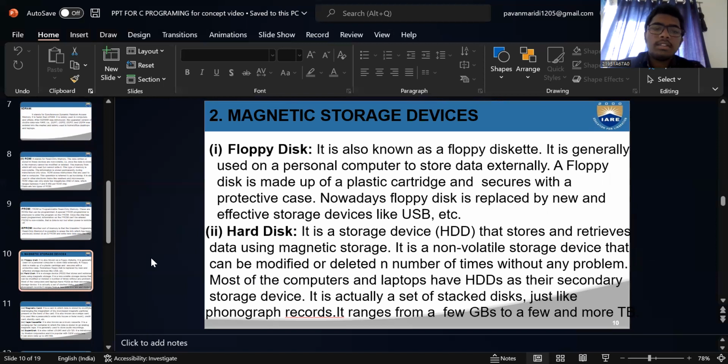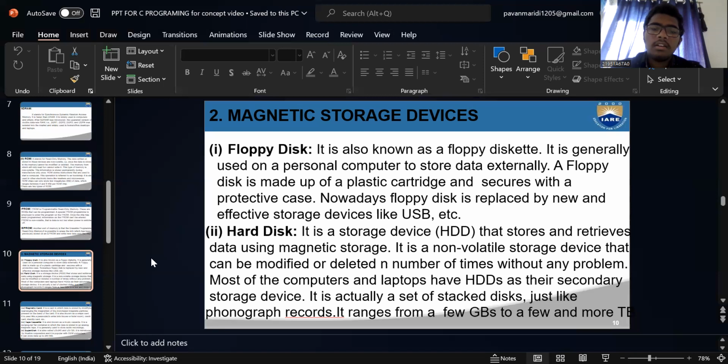Magnetic storage devices. Second one, floppy disk. It is also known as floppy diskette. It is generally used on a personal computer to store data externally. A floppy disk is made up of a plastic cartridge secured with a protective case. Nowadays, floppy disks are replaced by new and more effective storage devices like USB.